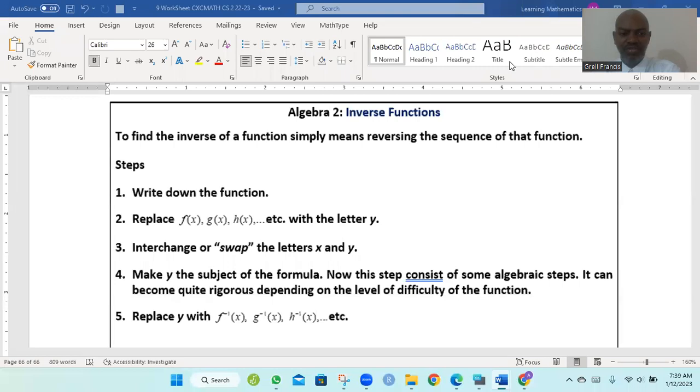So the first step is to write down the function. So please take that down. Write down the function, that's the first step.